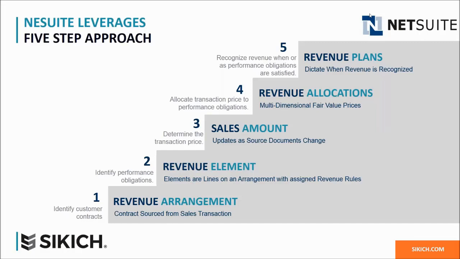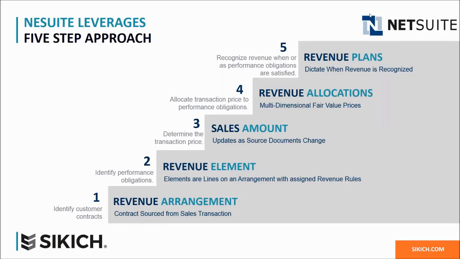Coming up to step 3, determining your transaction price. That's going to be your sales amount on your sales order or your source transaction. So if anyone ever makes a change to that amount, say on the sales order, the revenue arrangement is going to pull and update automatically based on that change. For instance, someone on your sales team might make a common error and enter the wrong sales amount. If they correct it, rest assured your revenue arrangement is updated.